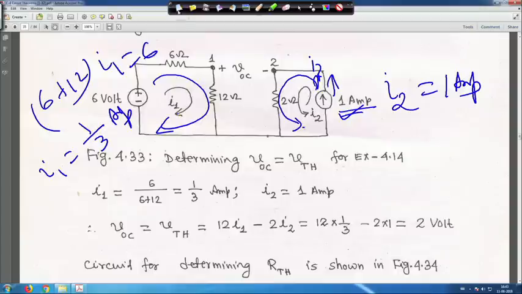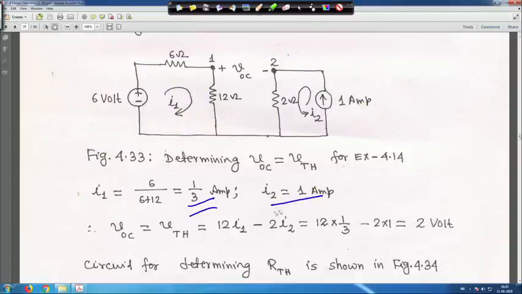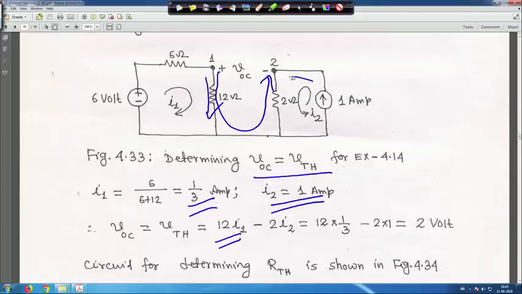So, this is your I1 and this is your I2, whatever I have explained, and this is your VOC, equal to V Thevenin. Now, to get VOC, suppose I want to apply KVL in the anti-clockwise direction. It will be 12 I1, because I1 is flowing like this, then minus 2 I2, because I2 is moving like this, but we are moving anti-clockwise. So, it is minus 2 I2, is equal to V Thevenin.